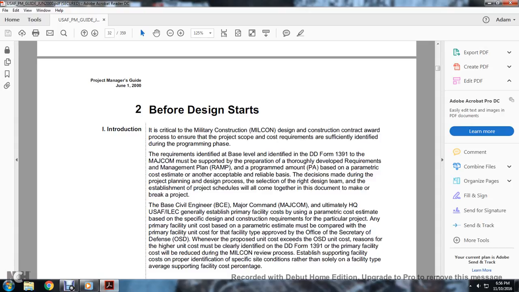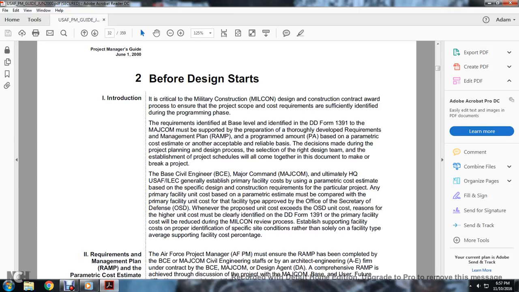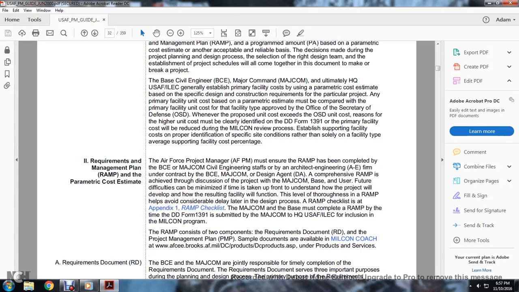The primary facility cost may be reduced during the military construction review process. Establish support facility costs with proper identification of specific site recommendations, rather than relying solely on the facility type and the average supporting facility cost percentage, according to the requirements management plan and the parametric cost estimate.